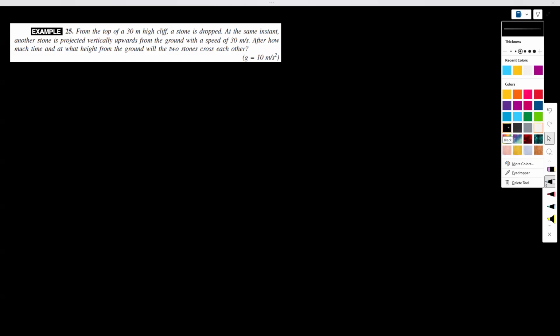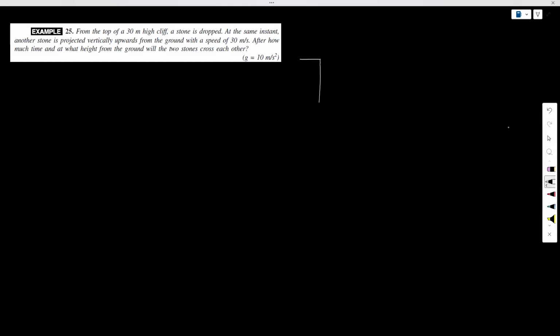Hi. So today the problem we have is: from the top of a 30-meter cliff, a stone is dropped. So we have a cliff. I always suggest that you draw a representative diagram of what is given in the question. So we are dropping a stone from there, which means the initial velocity is 0 and the height of the cliff is 30 meters.